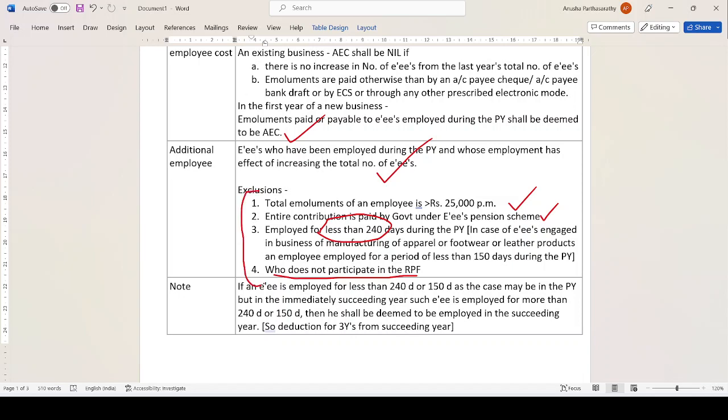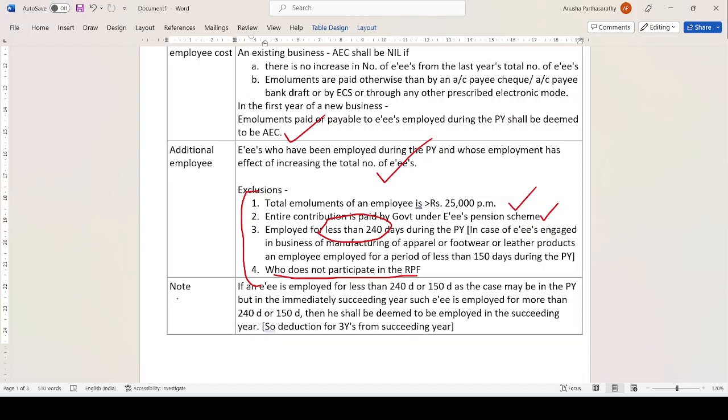Okay, 25,000 per month, contribution to employees pension scheme paid by the government, employed for less than 240 days or less than 150 days in the case of manufacturing of apparel or footwear or leather products business, and who does not participate in RPF. These all will be excluded from the definition of additional employee.